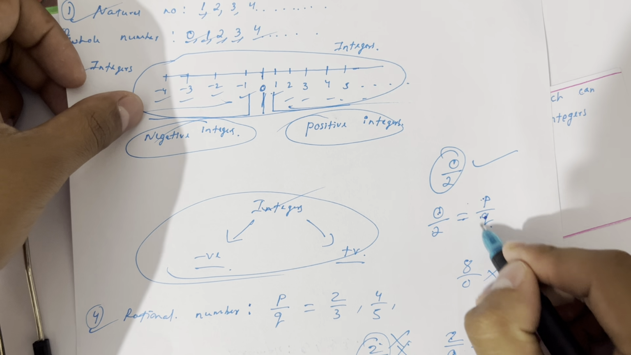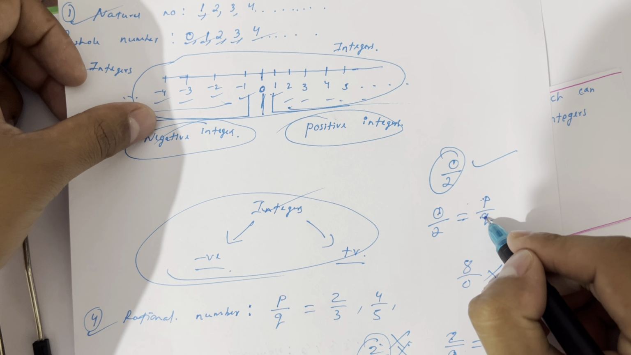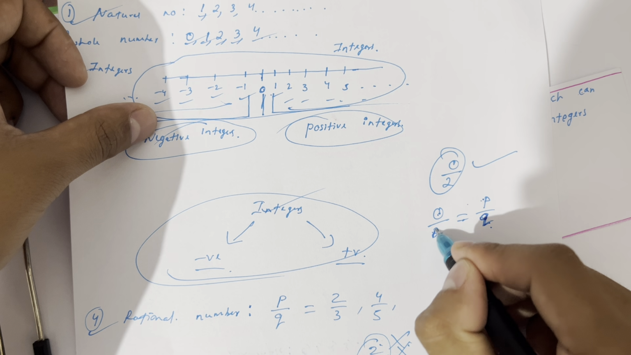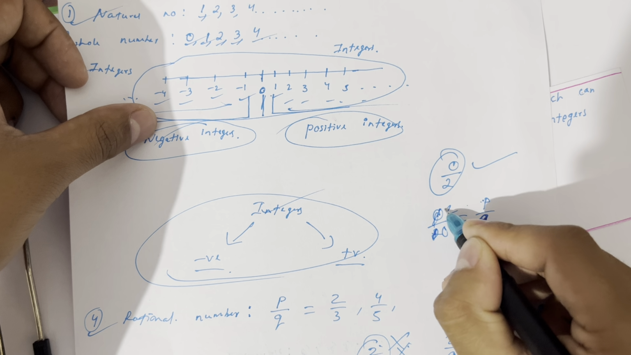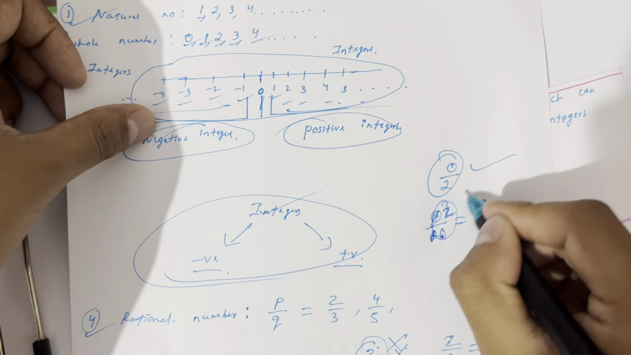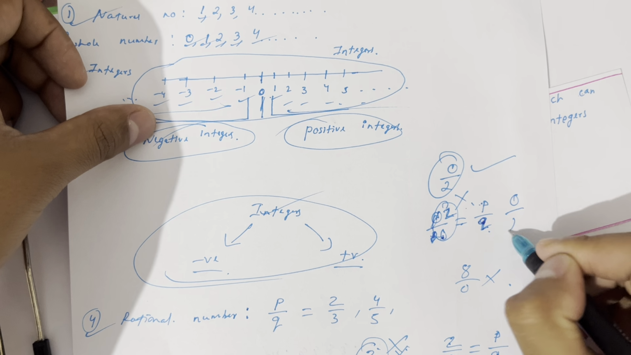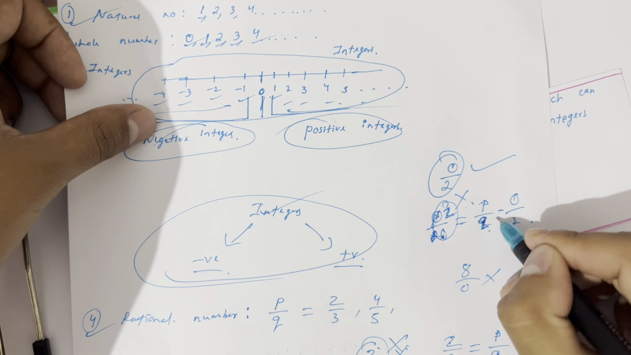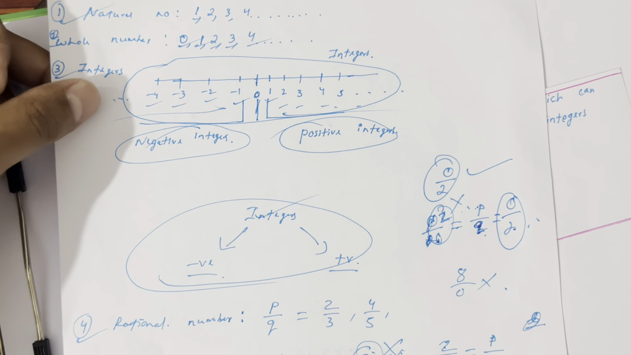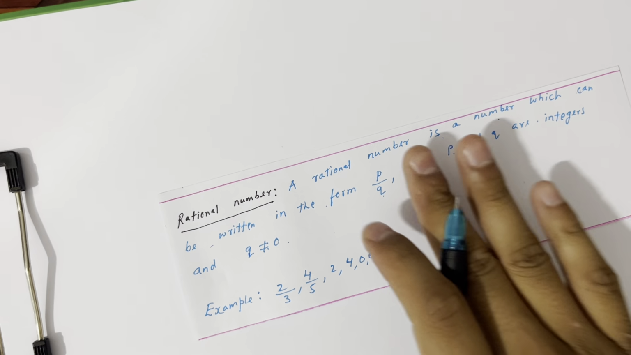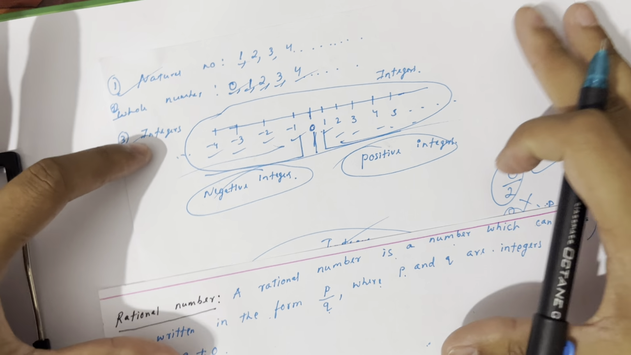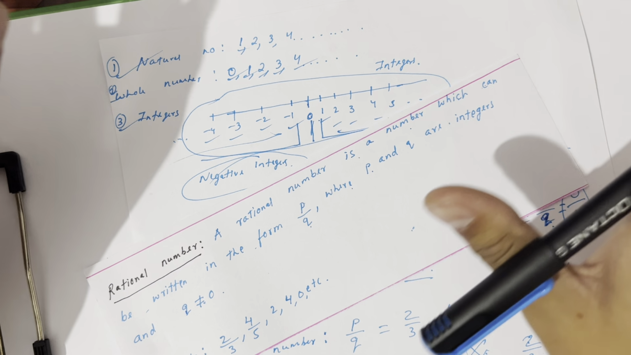So here, what is q? 2. Suppose q were 0, as in 2 by 0. Then q equal to 0, this is not a rational number. But for 0 by 2, q equal to 2, so this is a rational number. Okay, clear, no?